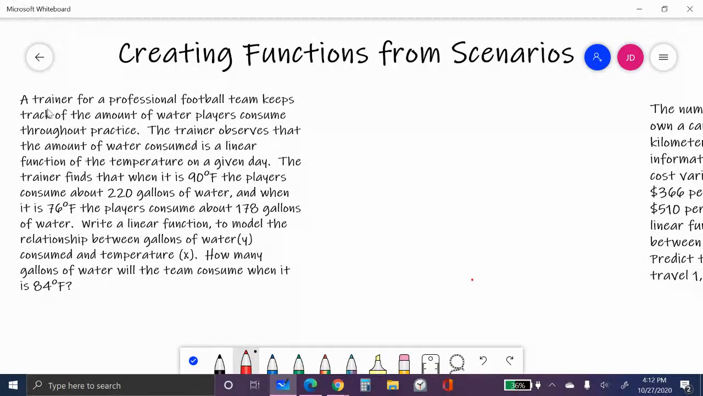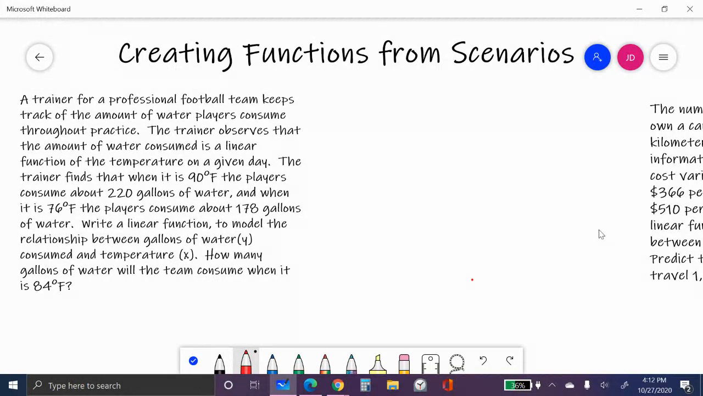So in the first problem, we have a trainer for a professional football team who keeps track of the amount of water players consume throughout practice. The trainer observed that the amount of water consumed is a linear function of the temperature on a given day. The trainer finds that when it's 90 degrees, the players consume 220 gallons of water. When it's 76, the players consume 178 gallons of water. Write a linear function that models the relationship between the gallons of water Y consumed and the temperature X. How many gallons of water will the team consume when it's 84 degrees Fahrenheit?